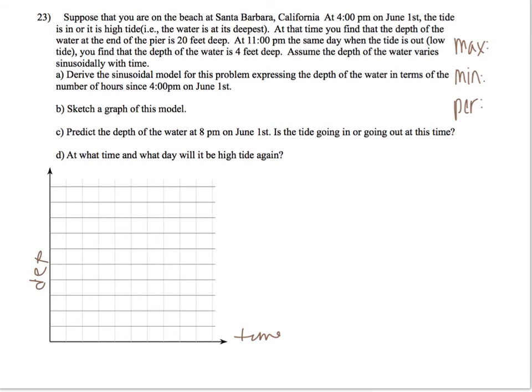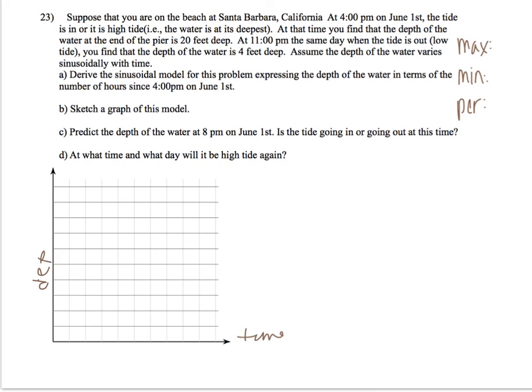Okay, so how deep is the water at the max? At high tide, it's 20 feet. At low tide, it is 4 feet. So we've got your max and your min. The period, we have to do a little thinking for, but we can do that too. The minimum is 4. The maximum is 20. So we have our max and our min.